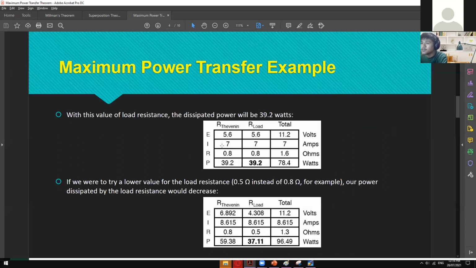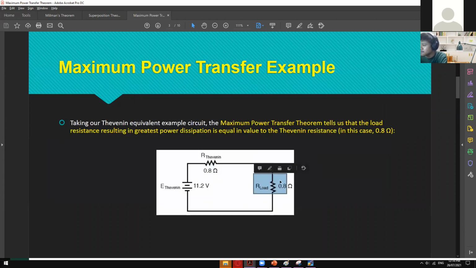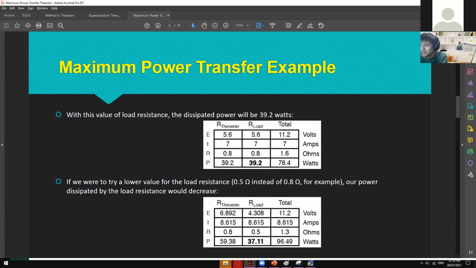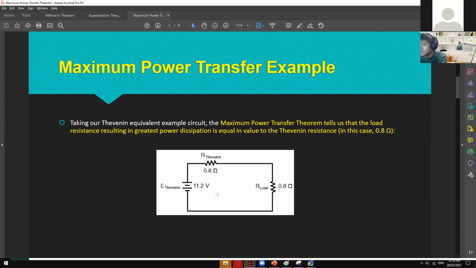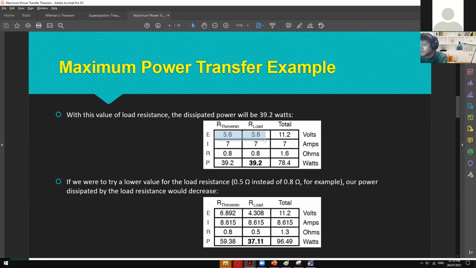So here are the computed results when it comes to the individual voltage drops. We have a voltage of 5.6 on our R Thevenin and 5.6 on our R load, which resulted in 11.2. Since they have the same resistance, just divide that into two. It's like a voltage divider, so I think that's very obvious. Just divide this one into two, and one half will go to R Thevenin and one half will go to R load. That is why we have 5.6 and 5.6.